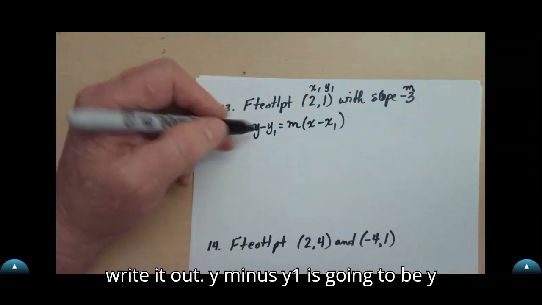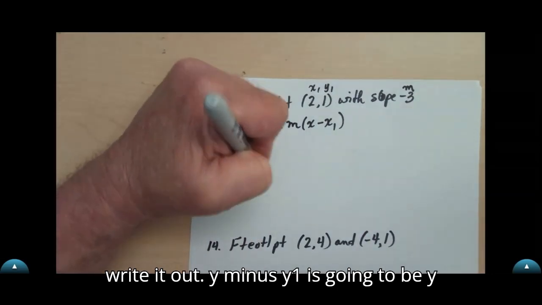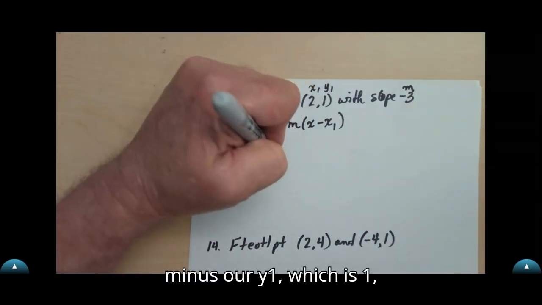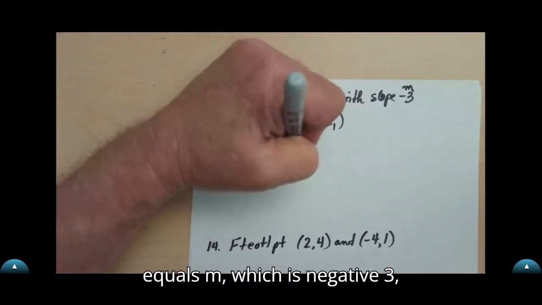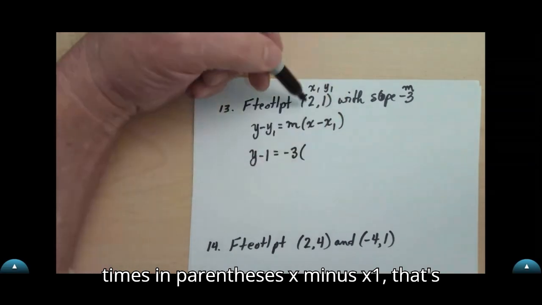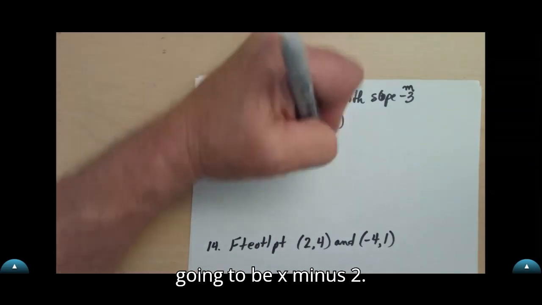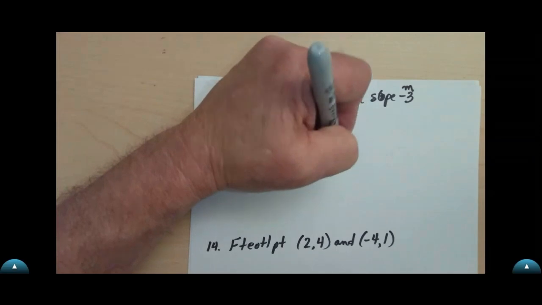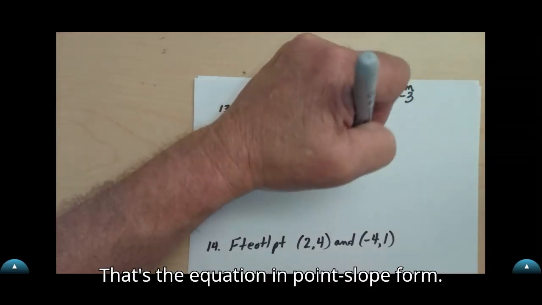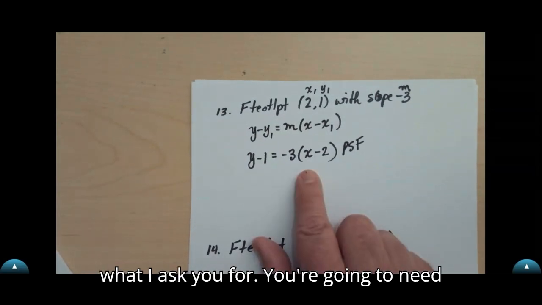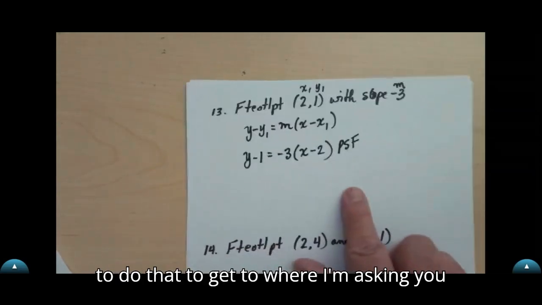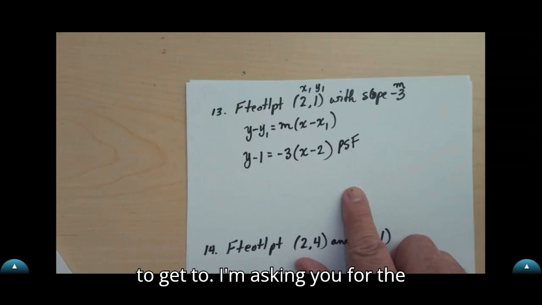So I'm just going to write it out. y minus y1 is going to be y minus our y1, which is 1, equals m, which is negative 3, times, in parentheses, x minus x1, that's going to be x minus 2. That's the equation in point-slope form. And notice on the practice test, that's not what I asked you for. I mean, you're going to need to do that to get to where I'm asking you to get to.